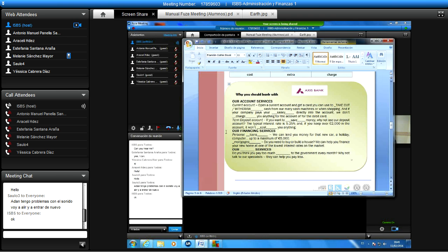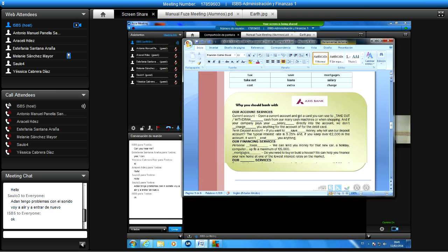And finally, the third category: account, financing, and extra services. So do you think you pay too much? What do you pay to the government? Tax. So do you think that you pay too much tax to the government every month? Why not talk to our specialists? They can help you pay less. Okay. Do you understand why tax is like a kind of uncountable noun here?